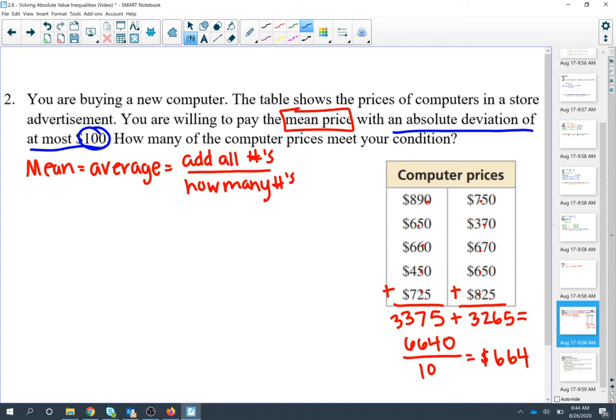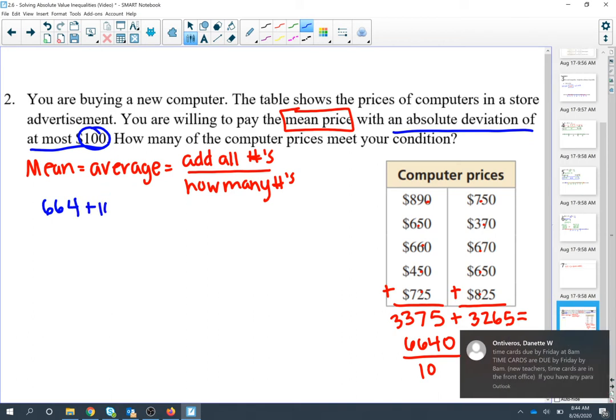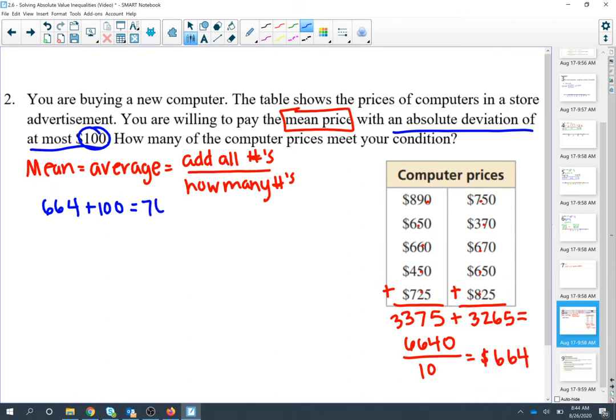So if we just think about this, if the mean price is $664 and you're willing to pay $100 more, well, that means at most you're willing to pay $764. If the mean price is $664 and you're willing to pay $100 below that price, then you're willing to pay $564. So then how many of the computer prices meet your condition? Well, you would just be looking over here for which of the computers are between $564 and $764.